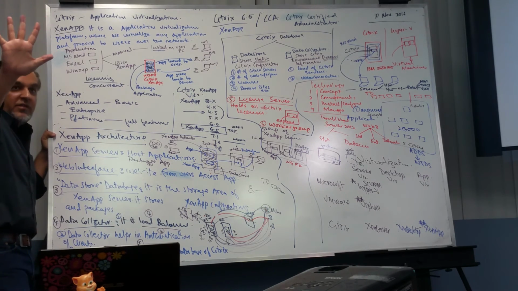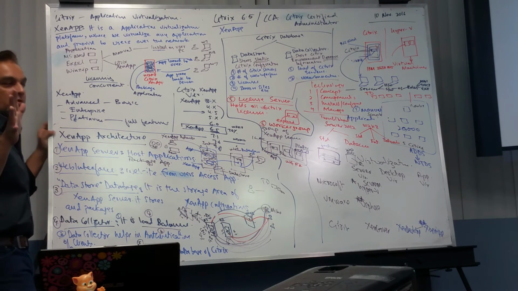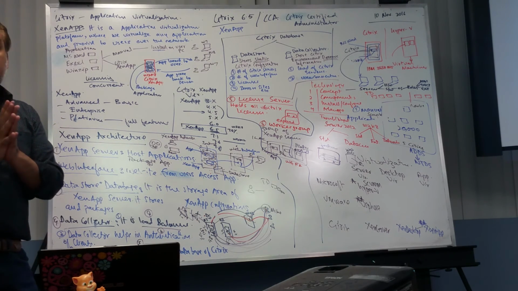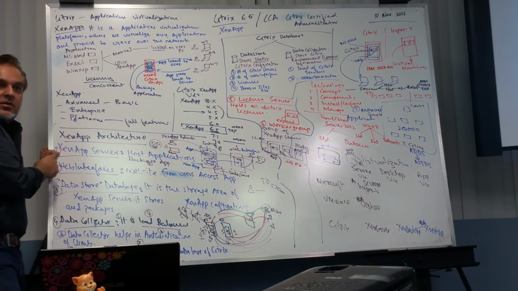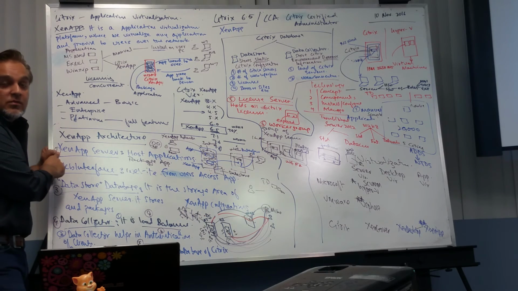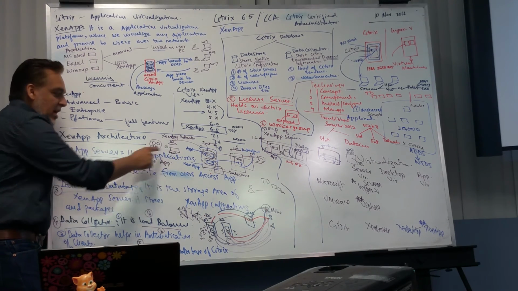5 components. There are 5 important components of Citrix. At least 6 components, but 5 components are mandatory. The 6th one is not mandatory. So the first one is XenApp server. What is the main function? Host application and package application.